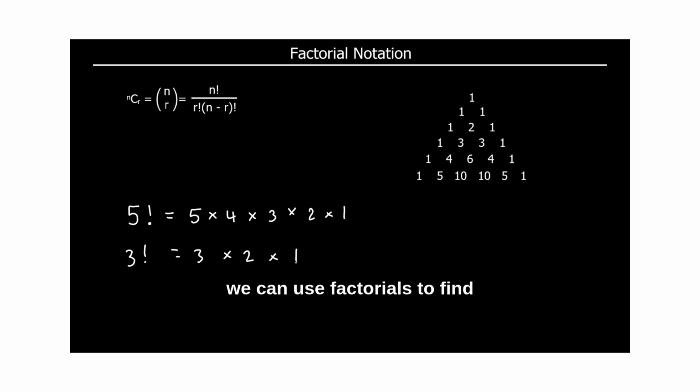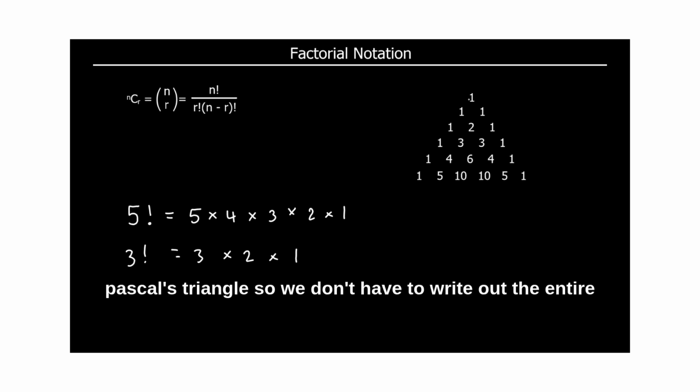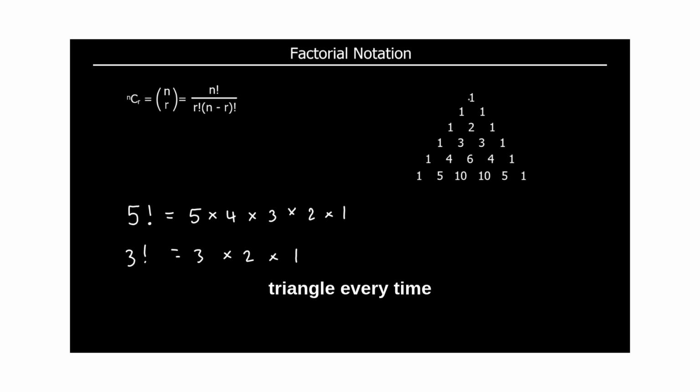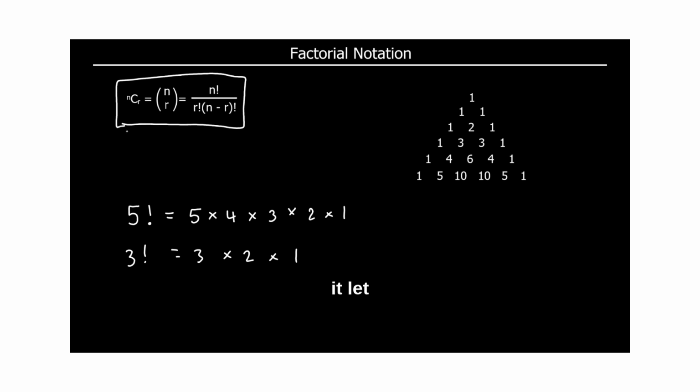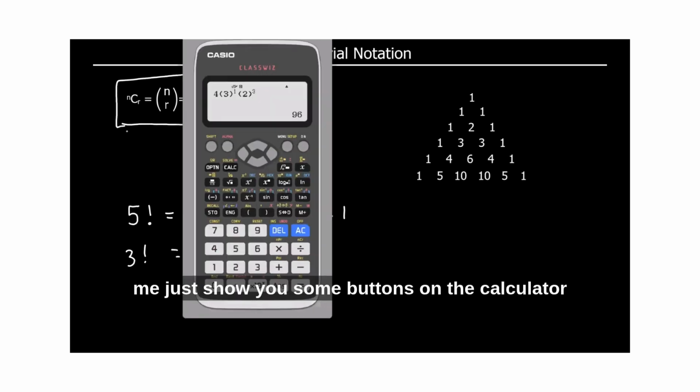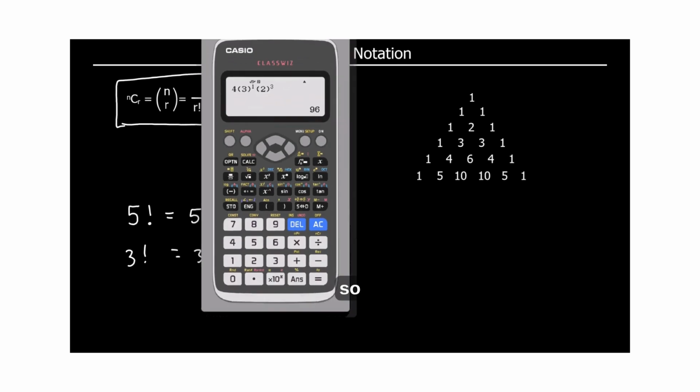And we can use factorials to find something in Pascal's triangle, so we don't have to write out the entire triangle every time. If we want the 7th line and the 3rd one in, we can use this NCR to find it. Let me just show you some buttons on the calculator.